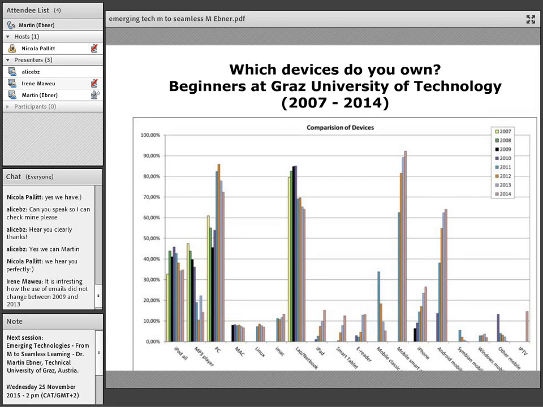So this means most of our students have at least both of these devices. Then more than 90% own a mobile smartphone, so we are going to the 100% here. And most of them have Android devices. That's of course because of the costs. And the rest own just iPhones.